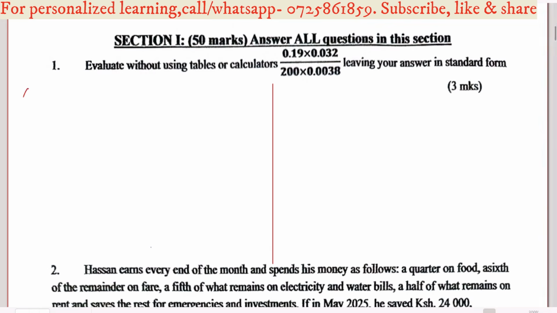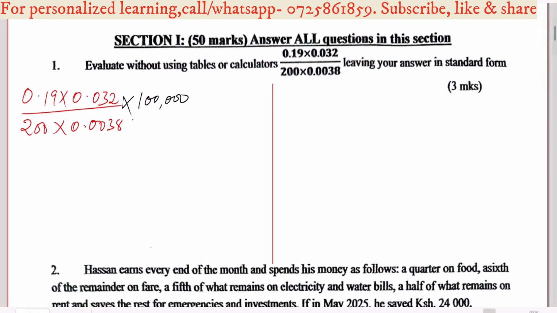So we shall have 0.19 times 0.032 divided by 200 times 0.0038. So I multiply the numerator by 100,000, which is the same as 10 raised to the power 5, and also the denominator. So for the numerator, once you multiply, all the decimal places will be removed.